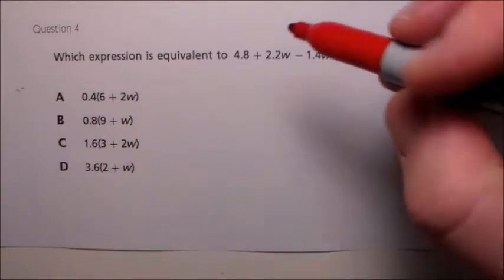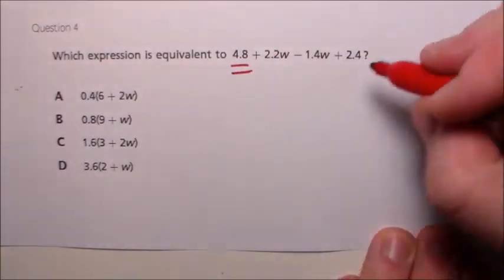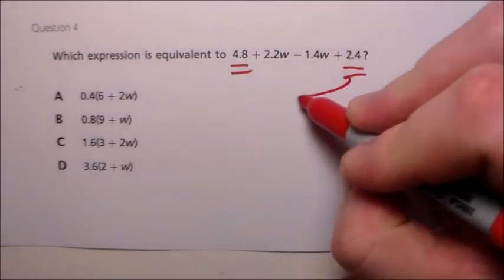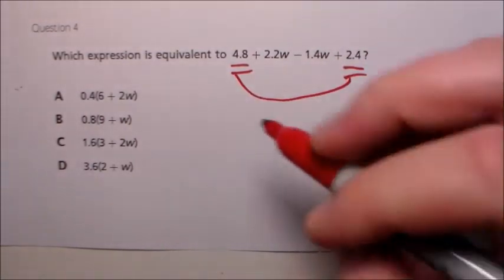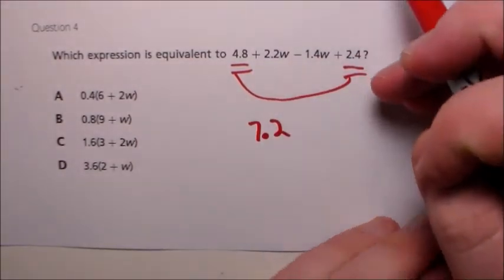Okay, so we can do this. First, let's combine like terms. We have 4.8 and 2.4. There's no variables. They can talk to each other. We can add them together. And what do we get? We get 7.2.